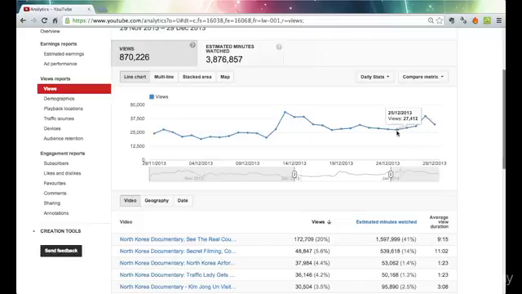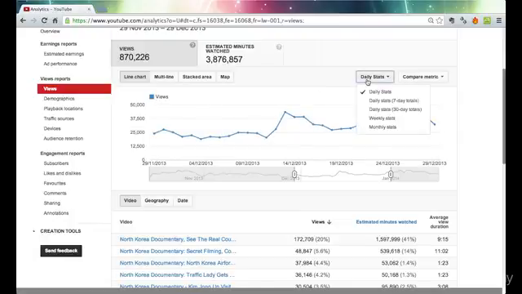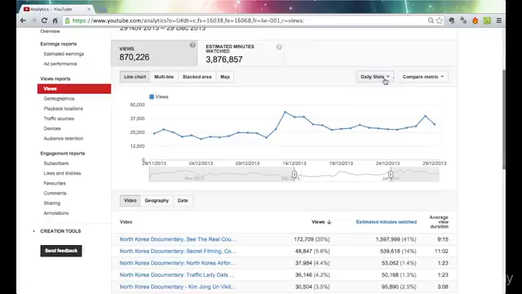Quite a climb there, and then it drops down. This is Christmas time, or even Christmas Day, is that? Here we go, 27,000 and so on. So quite a variation there. And the blue line obviously represents views. But what we can do, we can change to the stats, show them in various periods.